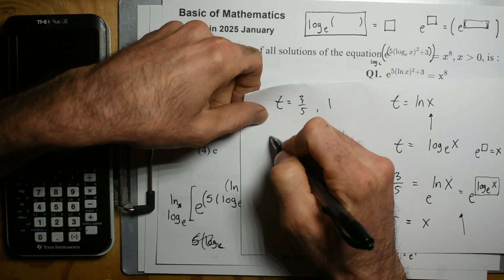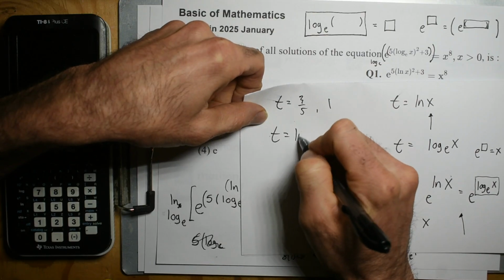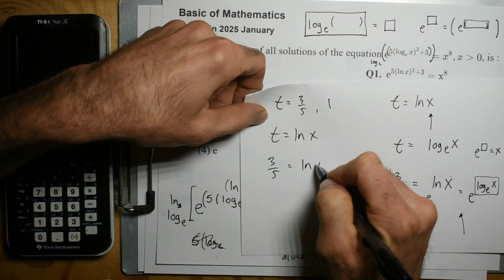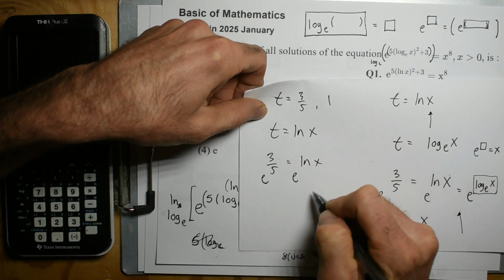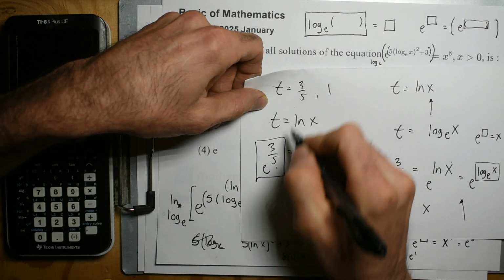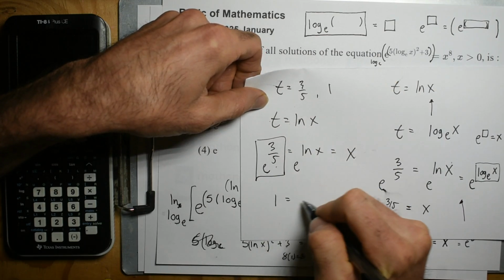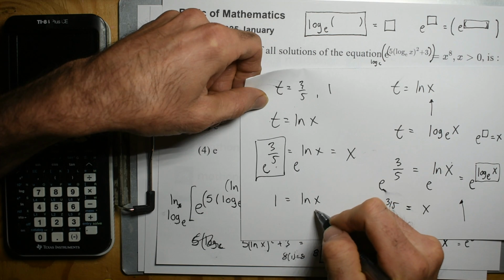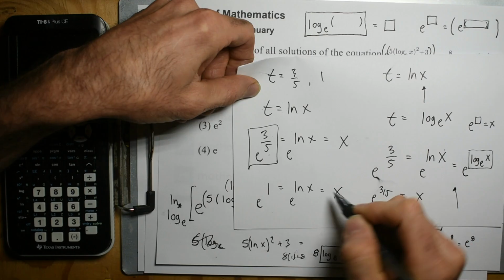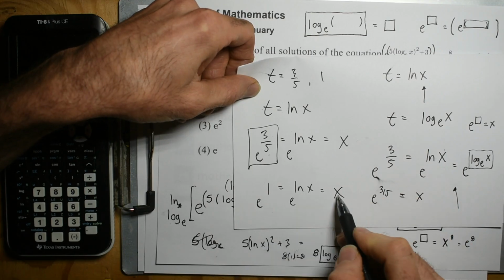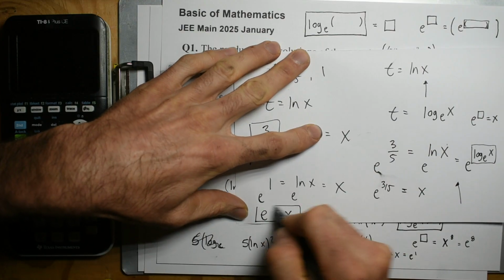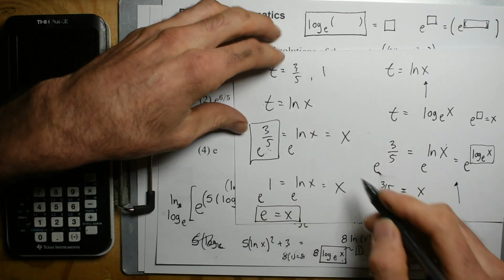Okay, so our equations are t is equal to natural log of x. So we have 3 fifths is equal to the natural log of x. E to both sides, and now we have x is equal to e to the 3 fifths. Second solution, 1 is equal to the natural log of x. E to both sides. Now we have e to the 1 is equal to x. So our two solutions are x is equal to e, and x is equal to e to the 3 fifths.